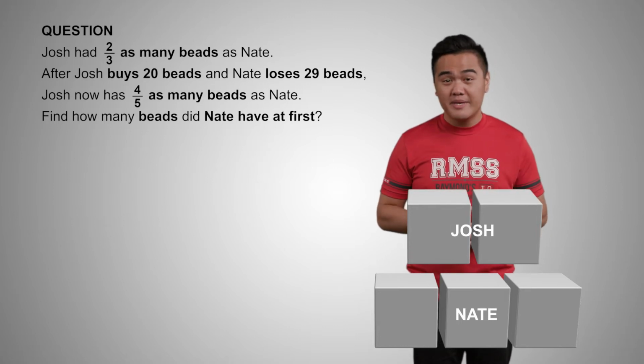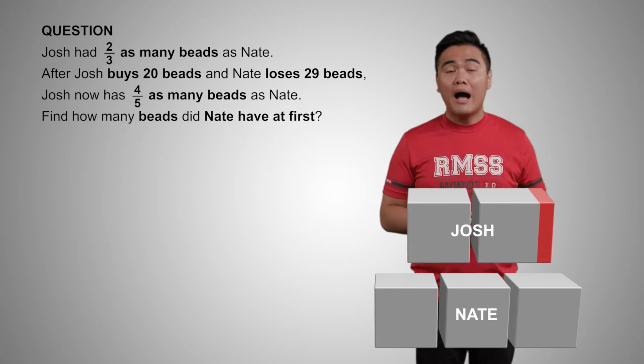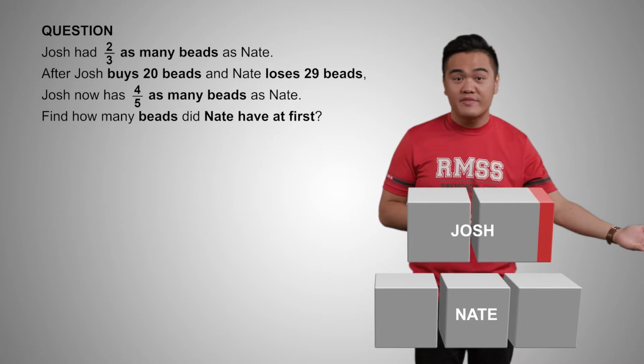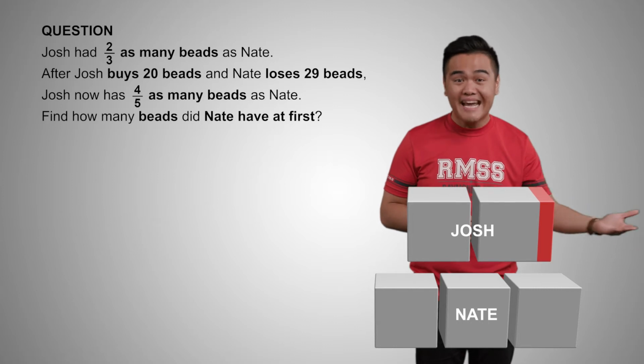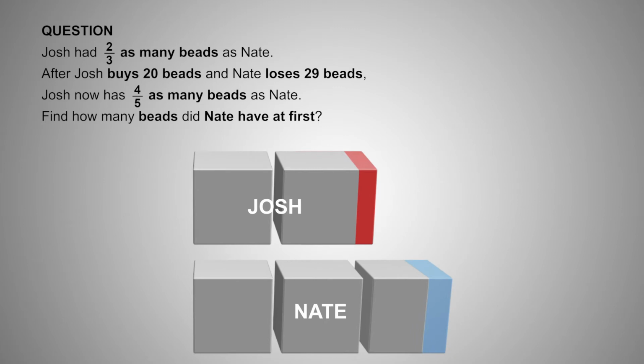As Josh buys 20 beads, the end of his 2 boxes will extend by 20, while we will cut a small portion at the end of Nate's last box to show the 29 beads that he will lose. When drawing the increase and decrease of Josh and Nate, students may draw the models such that the bars become the same length, or even make Josh's increase overtake Nate's decrease. This is not what we want.